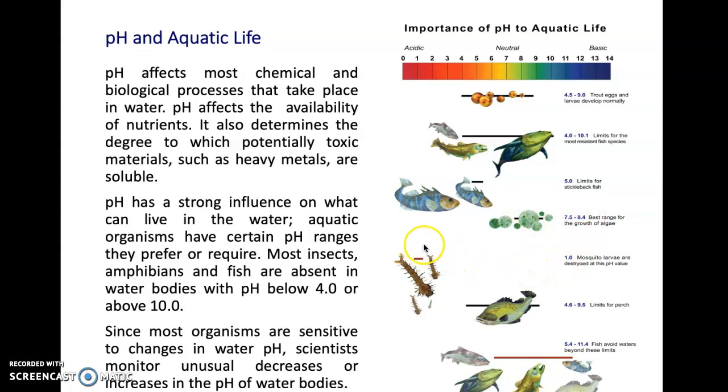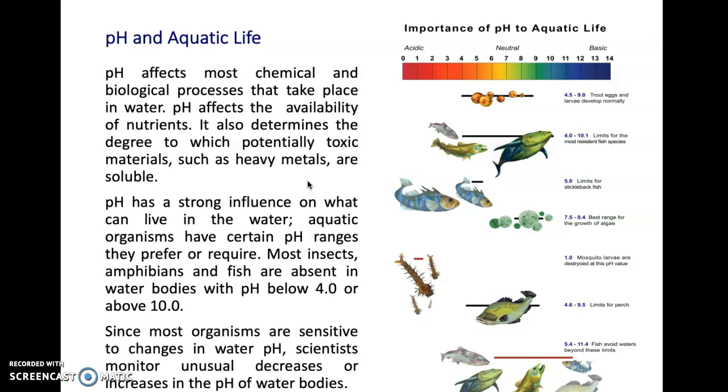Mosquitoes won't survive if it's not right; they'll die if it's at this pH value. Here are the limits for perch. Here are fish that are beyond the limits. So the pH affects most chemical and biological processes.